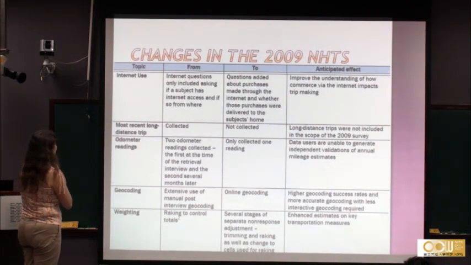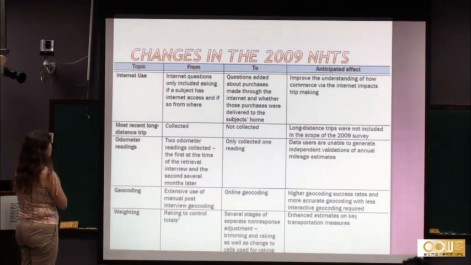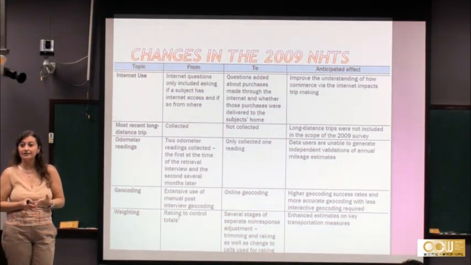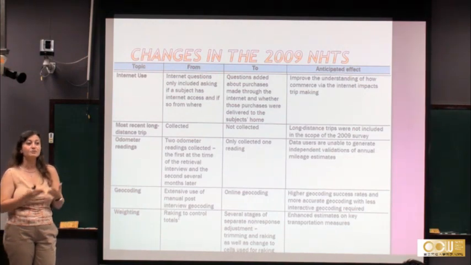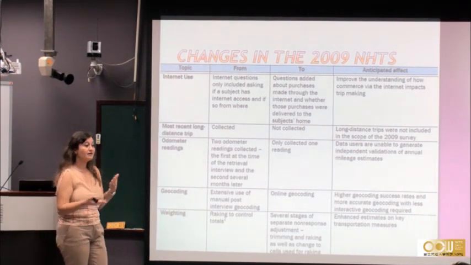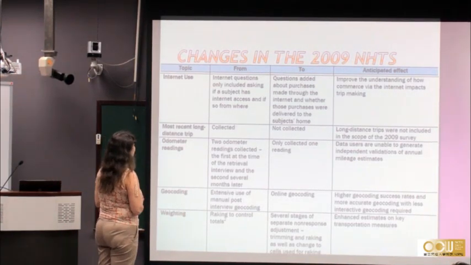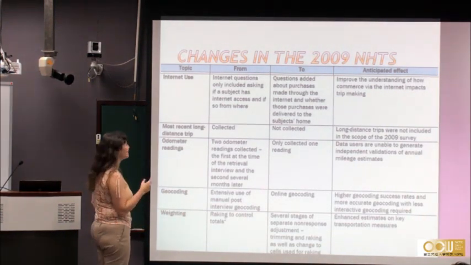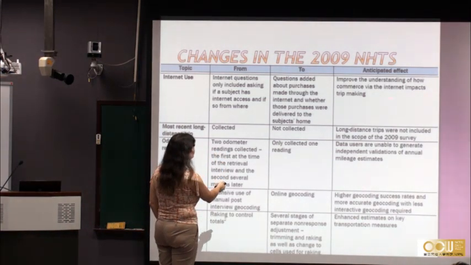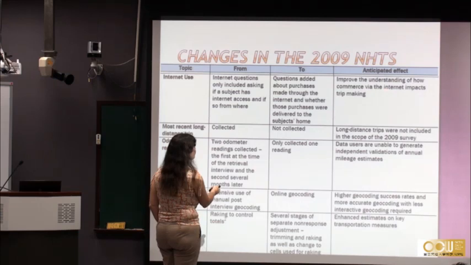There was also a question about internet use. If you make purchases through the internet, which is a huge market in the United States, you make fewer trips to the shopping malls, right? So this is a kind of trade-off between out-of-home and in-home activity. So, improving understanding of e-commerce and internet impacts on trip making.